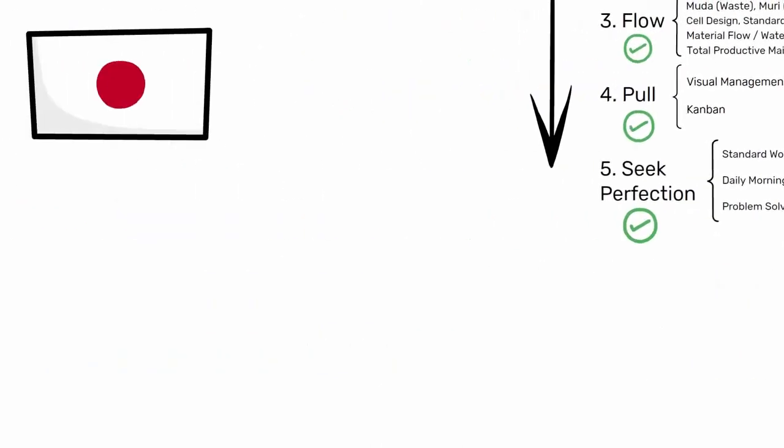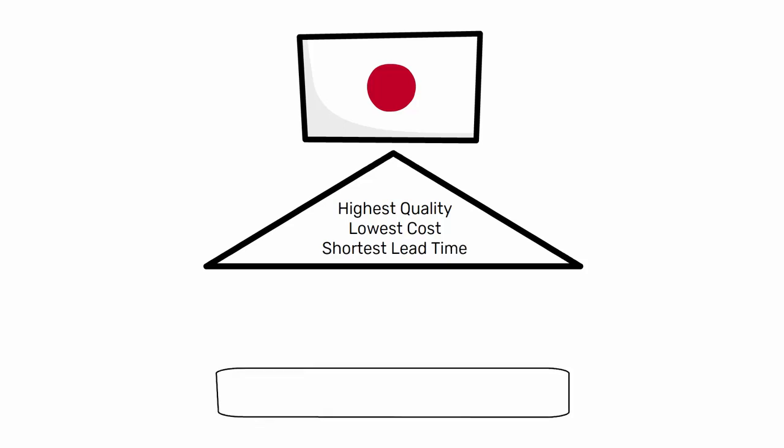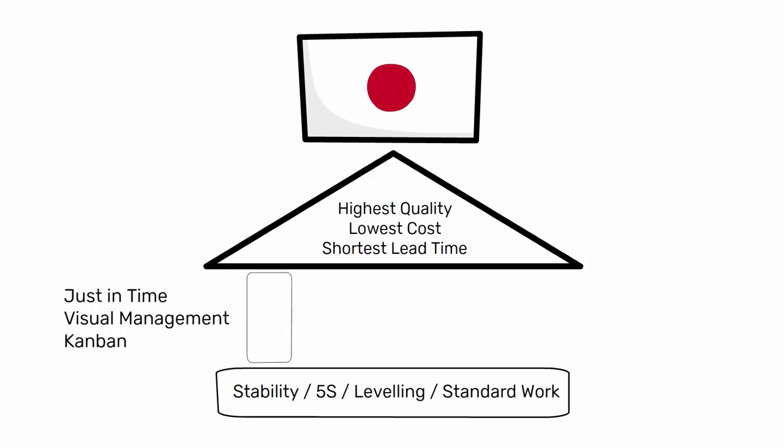Turning to the Japanese model from Toyota. Value is defined in the roof of the house, where customer value is achieved through the principles of offering the highest quality product at the lowest cost and shortest lead time. The foundation of this model is built on stability, achieved through the 5S principles, leveling, and standard work. The first pillar, just in time, is achieved through visual management and the use of Kanban. The second pillar is Jidoka/Kaizen. Links to all related videos and a PDF I have created for you can be found in the description.